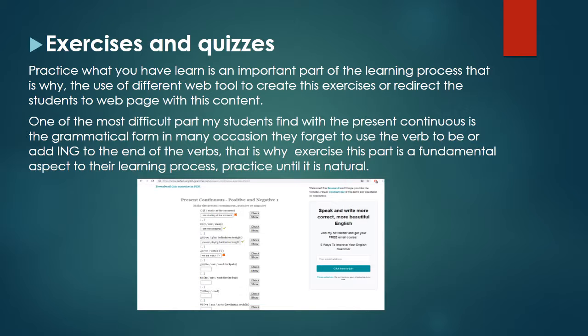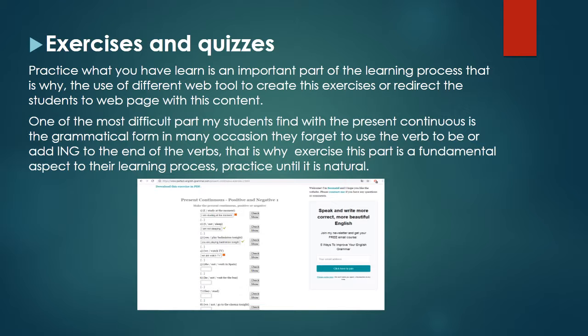Exercises and quizzes. Practicing what you have learned is an important part of the learning process. That is why we use different web tools to create these exercises or redirect the student to a web page with this content. One of the most difficult parts my students find with the present continuous is the grammatical form. On many occasions, they forget how to use the verb to be or adding -ing to the end of the verb. That is why exercise is a fundamental aspect of the learning process. Practice until it is natural.